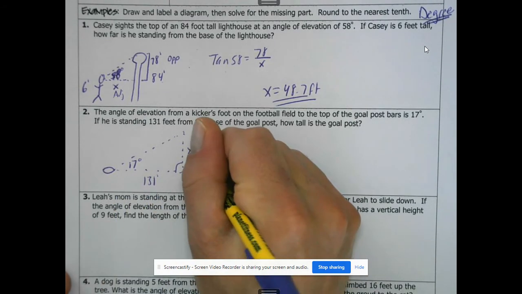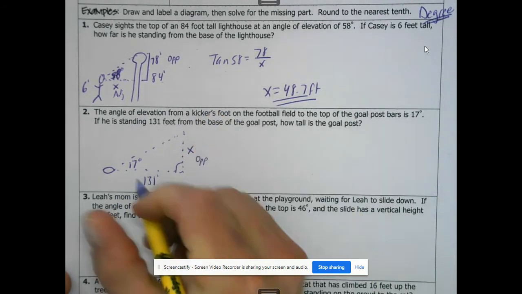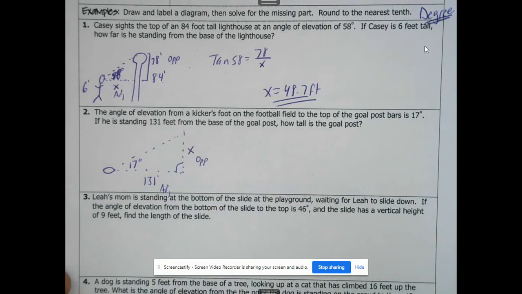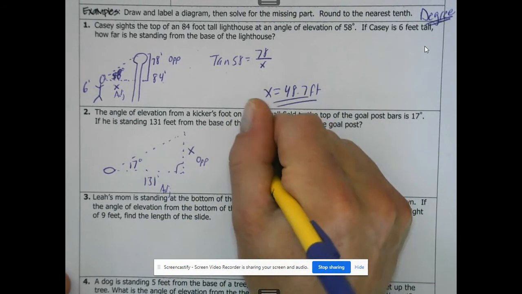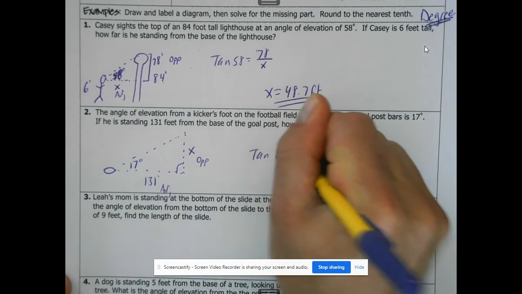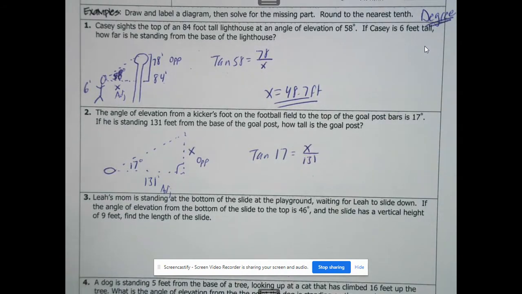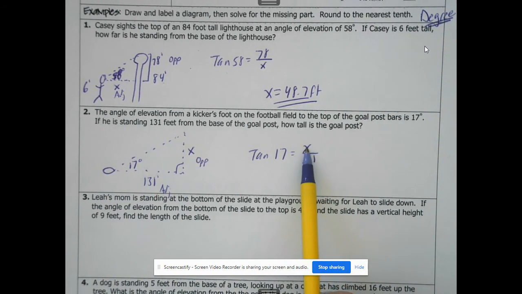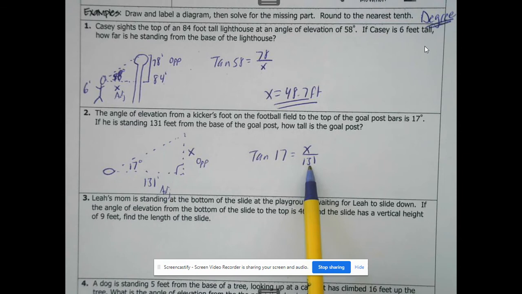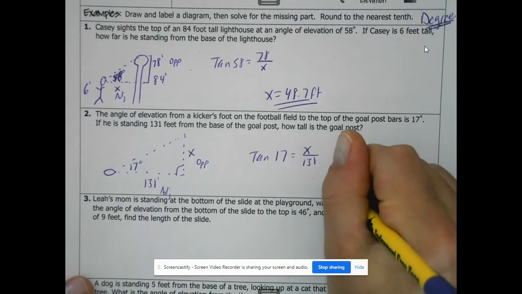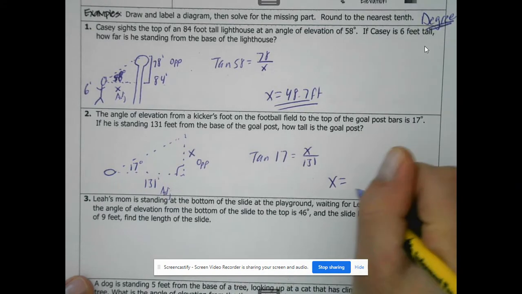Label the pieces. Across the triangle is opposite. Next to me is adjacent. O and the A, I'm going to use tangent. So tangent of 17 equals opposite X over adjacent 131. If variable is on top, we multiply. So I would type in 131 times tangent 17. If you do that correctly, you should get 40.1 feet.